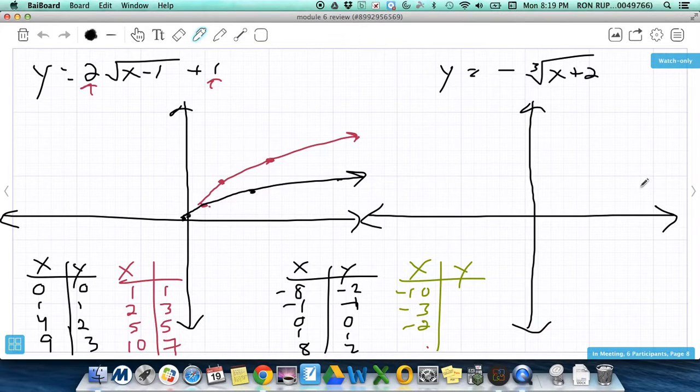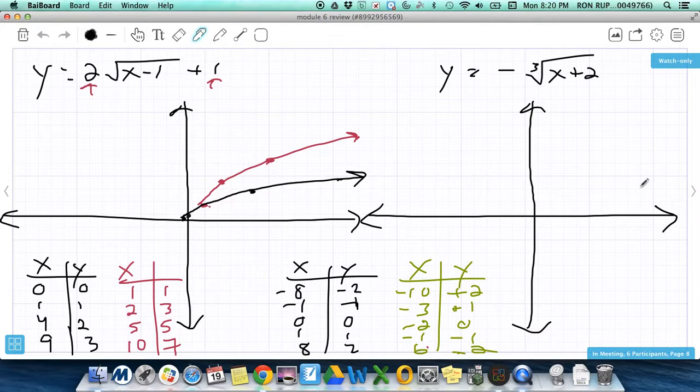-8 minus 2 is -10. -1 minus 2 is -3. 0 minus 2 is -2. 1 minus 2 is -1. And 8 minus 2 is 6. My y values, I'm just going to change the signs. So it was -2. It's now going to be +2. It was -1. Now it's +1. 0 doesn't change. It was +1. Now it's -1. It was +2. Now it's -2.